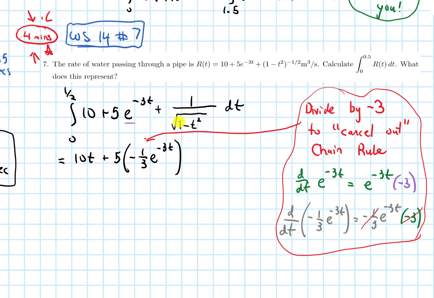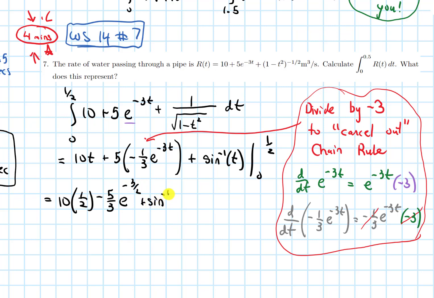Okay, an antiderivative of 1 over the square root of 1 minus t squared. Got to think back to my antiderivative formulas. This is sine inverse. We get sine inverse of t. I got to plug in 0 and a half into this. Okay, if I plug in a half, I get 10 times a half minus 5/3 e to the negative 3/2 plus sine inverse of a half. And then minus, now I got to plug in 0. Plugging in 0, we'll get 10 times 0 minus 5/3 e to the 0, and then plus sine inverse of 0.